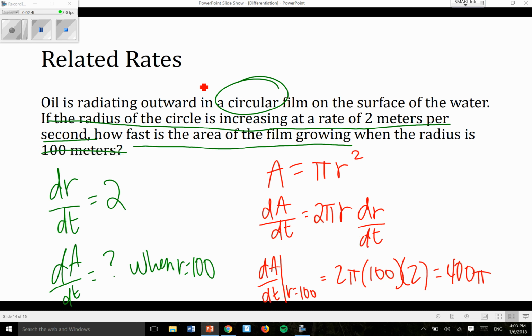This is in meters, 100 is in meters. This is in meters per second. So this is going to be meters squared per second, which makes sense because meter squared gives you area. We're trying to find the rate of change of the area. Hopefully that showed you related rates are not super difficult, and the ones on your final exam are just as easy as this.